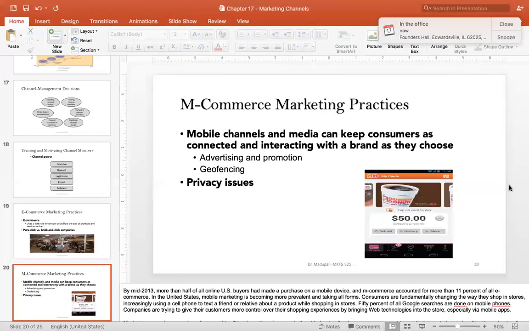M-commerce has given rise to a completely new product line, per se, purely through phones, like app purchases. When an app company like Game of War, it's called MZ something, is sold for billions of dollars, that shows the power of m-commerce taken to a different level.